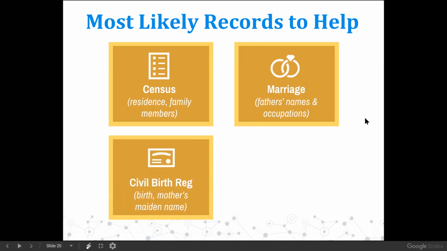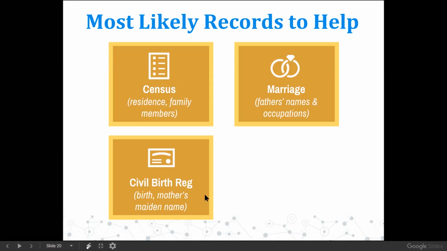Another great source of information, as we've pointed out, are civil birth registrations. Not only do they give solid information about the birth, and if you order the certificate, you actually get the birth date, but they give the mother's maiden name. And at this time in England, there's almost no other record that provides that information, just straight up.